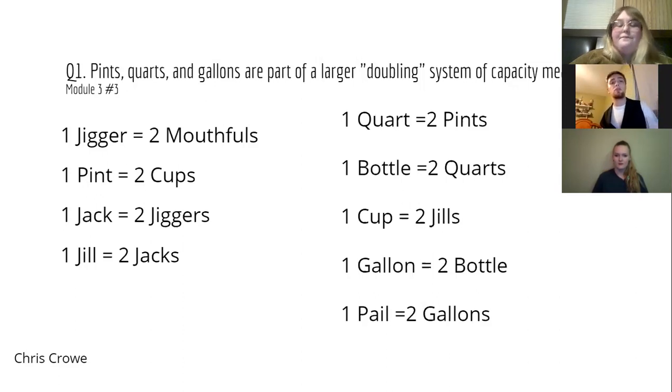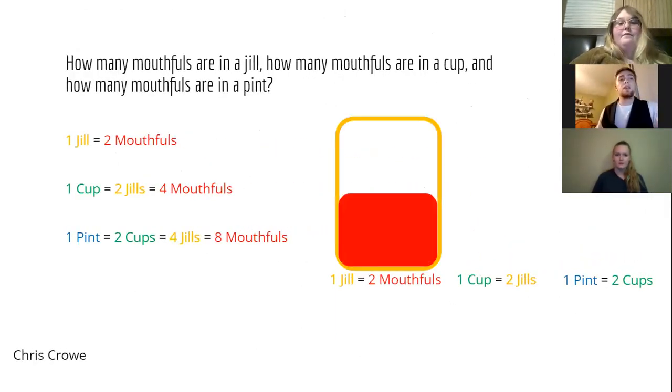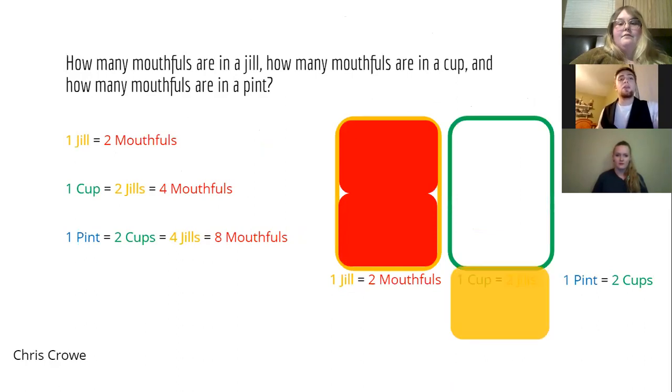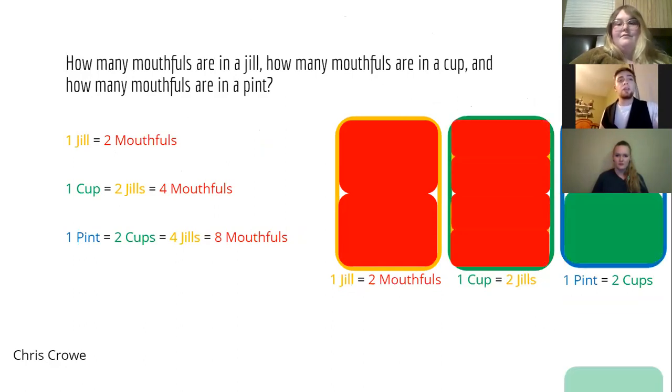So we're going to use these pieces of measurement and the doubling system to answer the following question. So we see it's asking how many mouthfuls are in a jill, how many mouthfuls are in a cup, and how many mouthfuls are in a pint. So here we understand that 2 mouthfuls equals a jill, 4 mouthfuls equals 2 jills, which is a cup, and then 8 mouthfuls equals 4 jills, which equals 2 cups, which equals 1 pint.